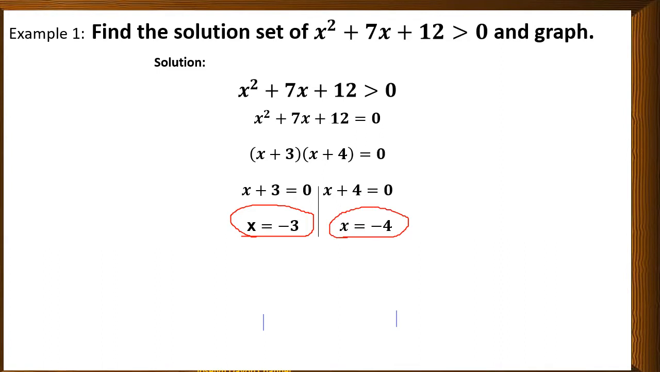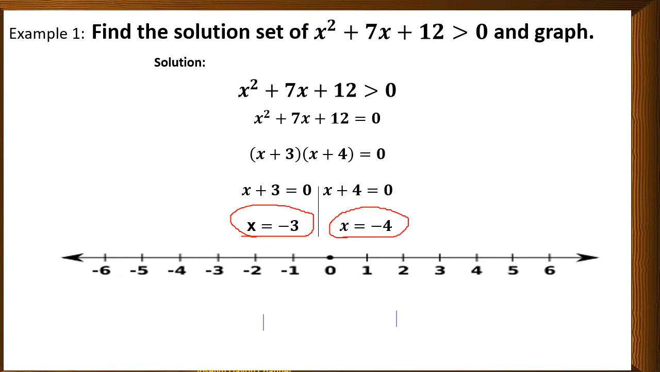After that, we are going to plot the roots on a number line. Okay, we have here a number line. We are going to locate negative 3 and negative 4. We are going to draw an open circle or a hollow circle since we are dealing here with the greater than symbol. So we have negative 4 and an open circle also at negative 3. Next, we have to determine the 3 regions. So we now have the 3 regions.